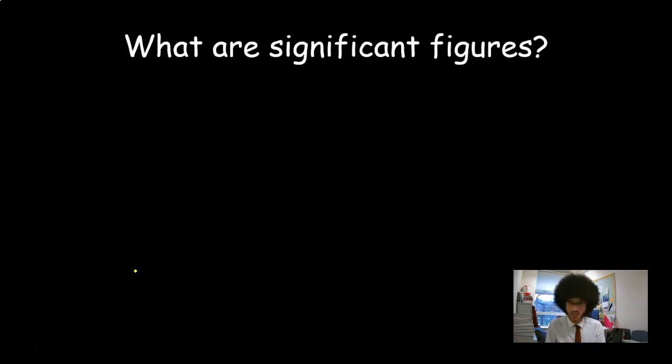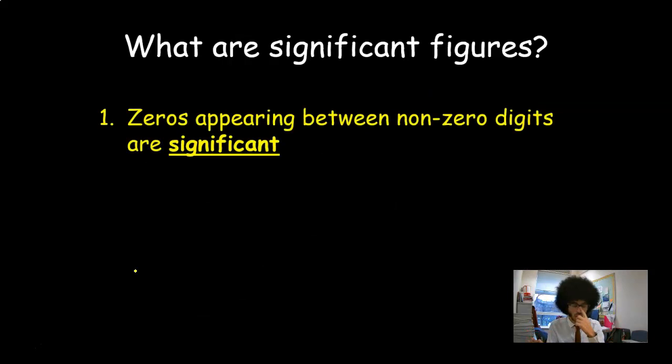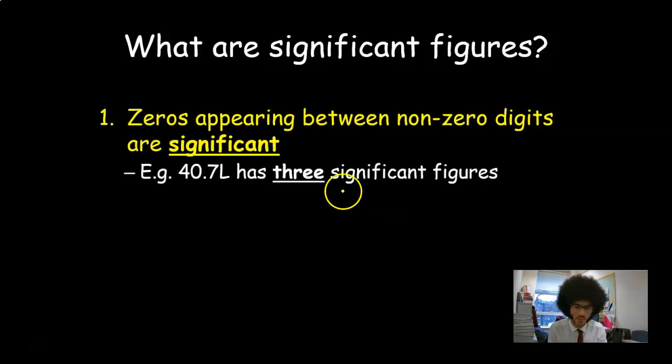So, what are significant figures? Now, there are a few rules you have to know, and I'll go through each one at a time. Zeros appearing between non-zero digits are significant. So, for example, if I've got the number 40.7, this zero here is significant. So this has 1, 2, 3 significant figures.